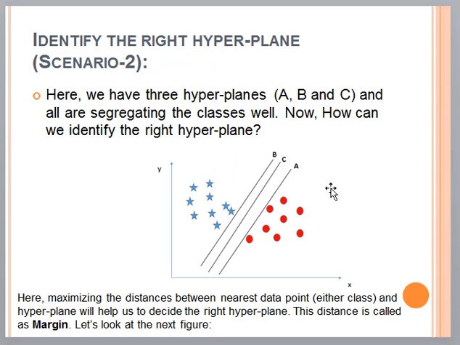This phenomenon will be further clear to you in the next figure, but right now we have seen two scenarios. If we have multiple planes, those planes might not be classifying the input data set correctly. That will be scenario one. Or there can also be a case where all those lines or hyperplanes classify the data points successfully, and then we need to choose the best hyperplane among those multiple hyperplanes.